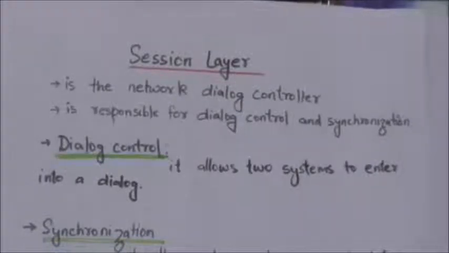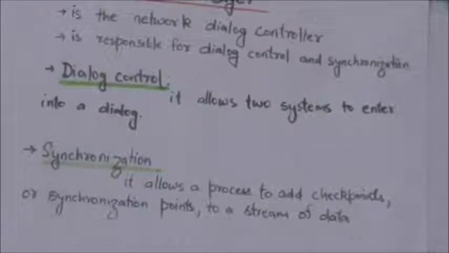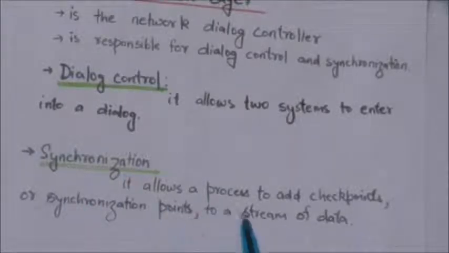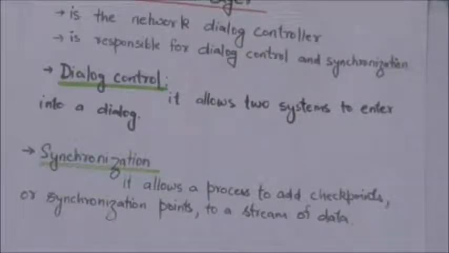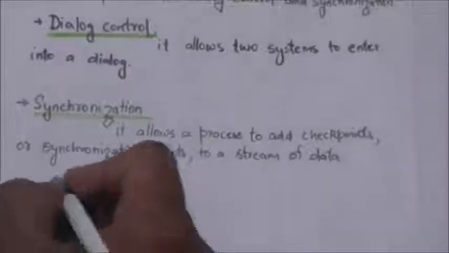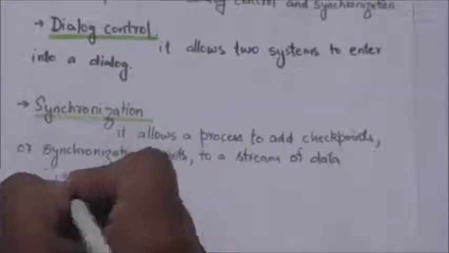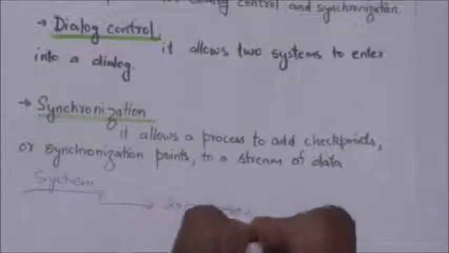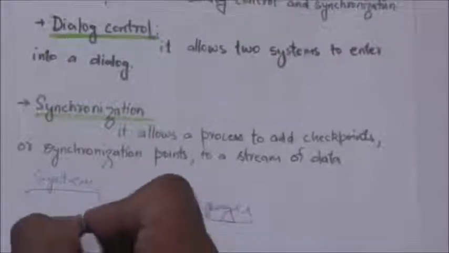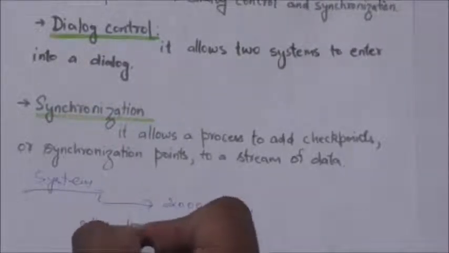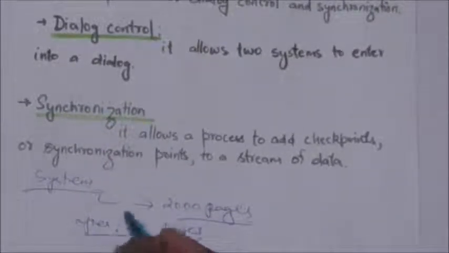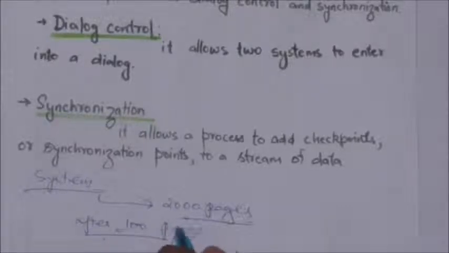Another responsibility of the session layer is synchronization. The session layer allows a process to add checkpoints or synchronization points to a stream of data. Suppose a system is sending a file of 2000 pages, and the checkpoints are inserted after every 100 pages. Then each 100-page unit will be received and acknowledged independently.